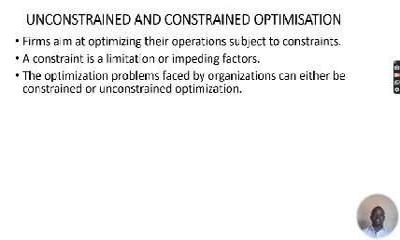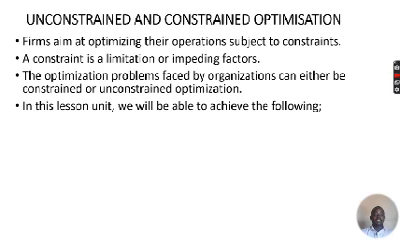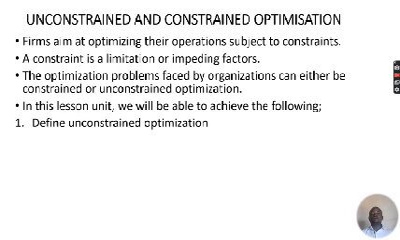So we are saying that the optimization problems faced by organizations can either be constrained, which means it can have challenges, or can be unconstrained, which means it can go without challenges. Therefore, in this lesson, we will be able to achieve the following.